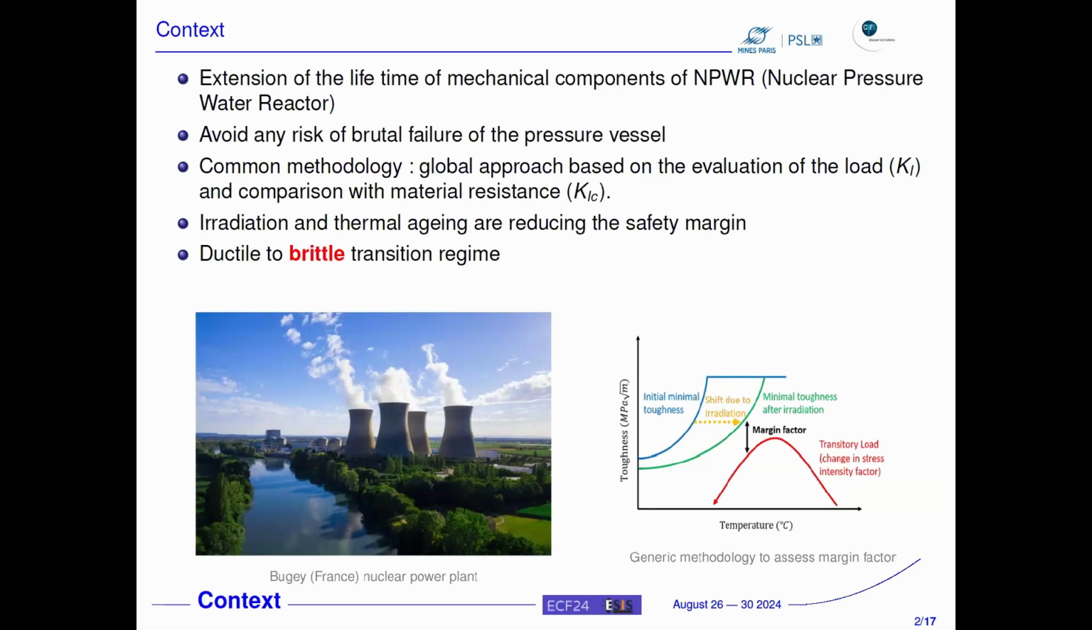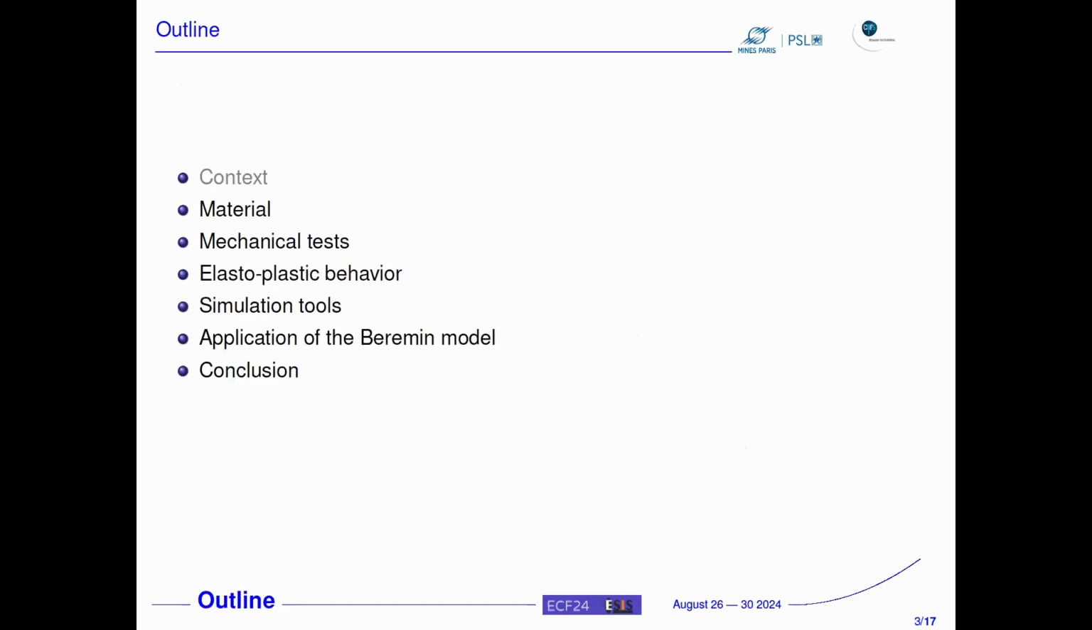So we want to develop experimental methods, but also analysis methods to guarantee that this structure remains safe and that we have sufficient safety margins. As I said, I will stick to the brittle behavior here. So I will speak about the material, the mechanical test, the elastoplastic behavior, which is very important to analyze what is going on in the cracked specimen we are using. Some few words about the simulation tools and the simulation tricks we're using, and we will apply that using the very standard, very basic Beremin model.